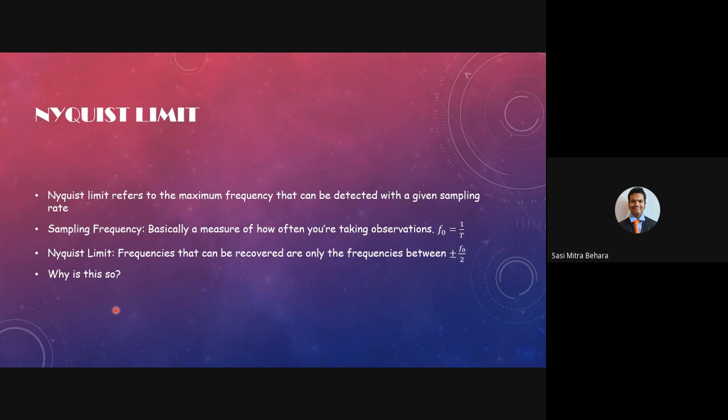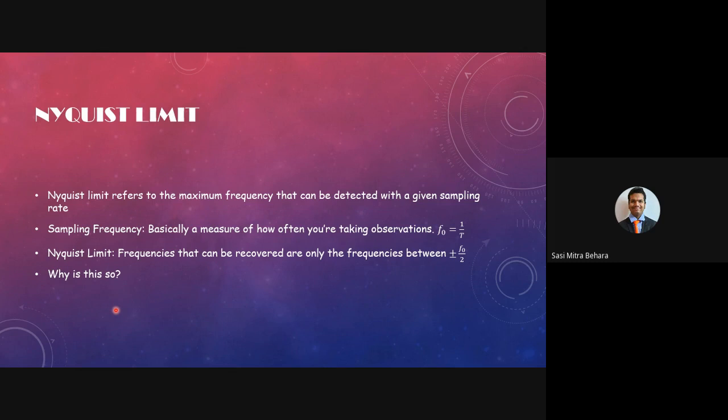So what is a sampling frequency or a sampling rate? Basically it's a measure of how often you're taking the observations. f naught is the sampling frequency. It's just 1 by t, how often you're taking the observations. You can think of it as the frequency of the delta comb.